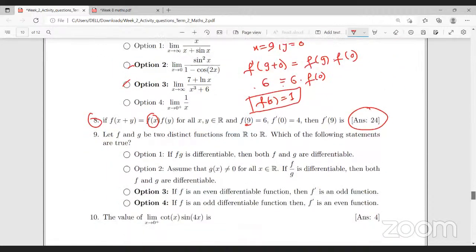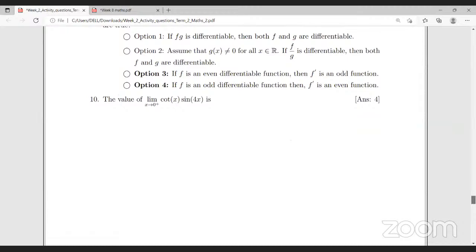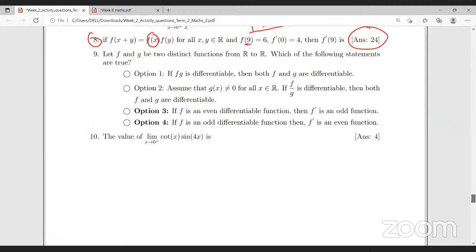Okay, question number 10. Anyone? Any doubt? What is cot 0? What is sin 0? Cot 0 is infinity, and cos 0 into infinity is infinity into 0.